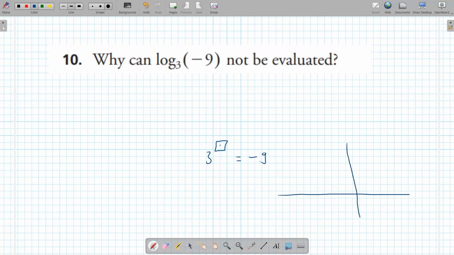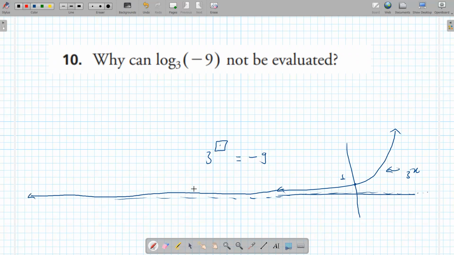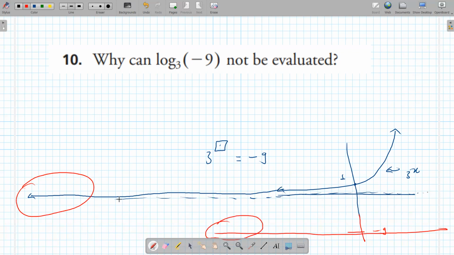Here, I'll give you a sketch of 3 to the power of x. It goes through a y-intercept of 1, and it's going to go up the whole time. Is this graph ever going to cross the x-axis? Think about exponential graphs. Can they touch it? No, they cannot. There's an asymptote on the x-axis for an exponential function, so this will just continue to ride the asymptote and never cross it. Negative 9 is somewhere down here. The answer to this question is where this blue line and this red line meet, but the blue line never crosses the x-axis, so they're never going to meet. That is why this doesn't have a solution. It's because there's a horizontal asymptote on exponential functions.